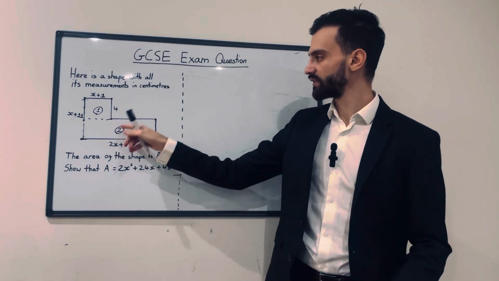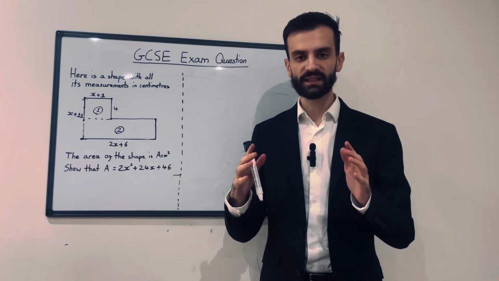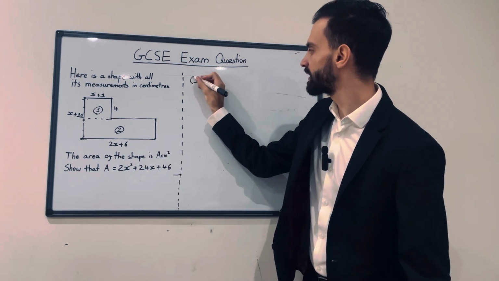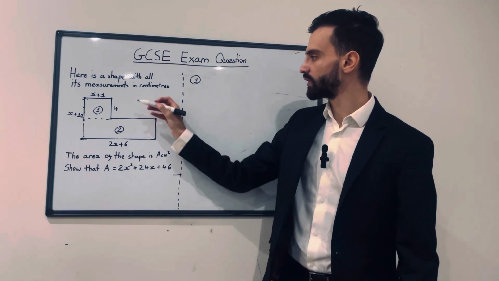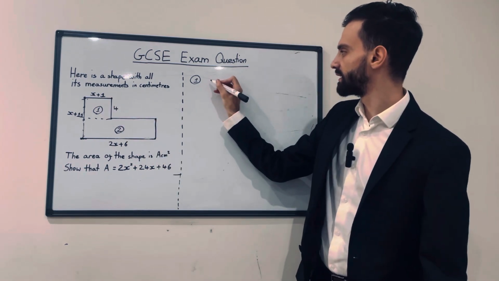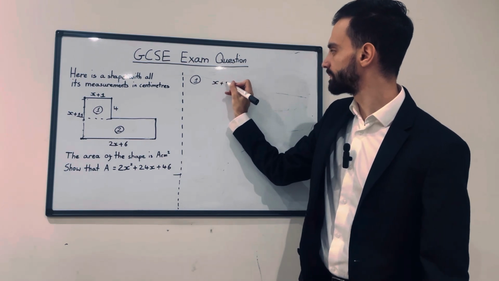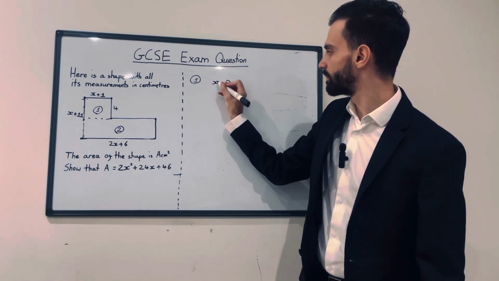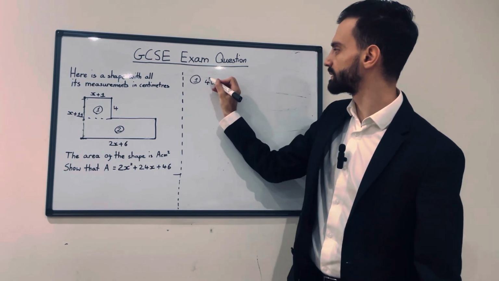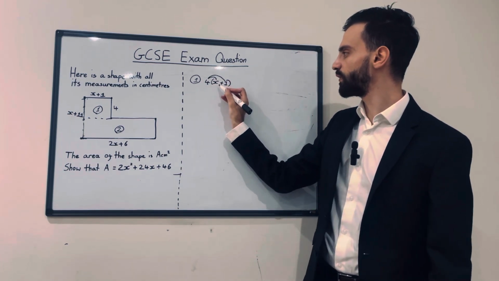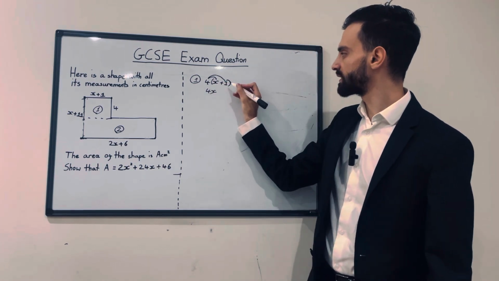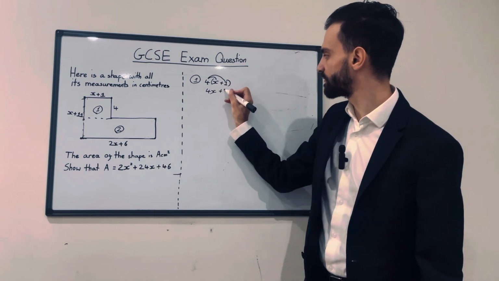Once we find these two areas, we're going to add them together and that should be our final result. To start off with, area number 1, we're going to do its length, x plus 1, multiplied by its width, which is 4. I'm going to expand this out. We have 4 times x, which is 4x, and 4 times positive 1, which is plus 4.